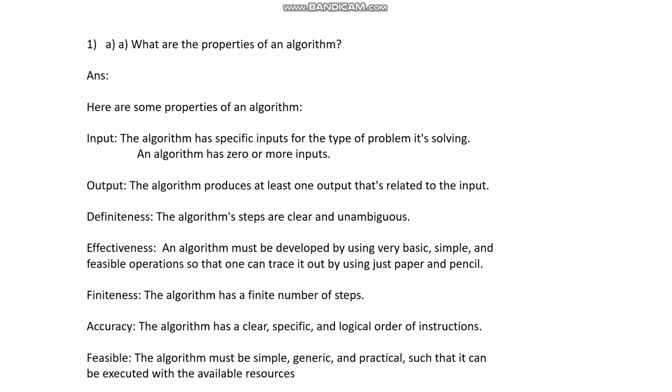This is the autonomous question paper 2024. The very first question is: what are the properties of an algorithm? This is the 2 marks question.